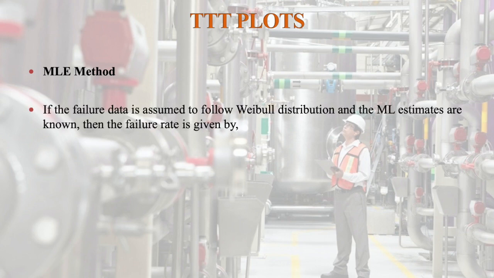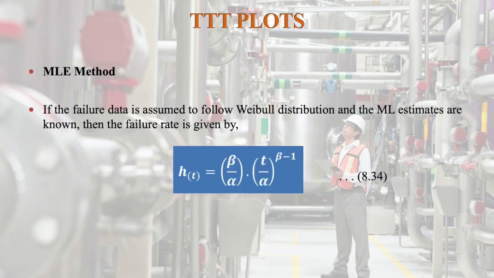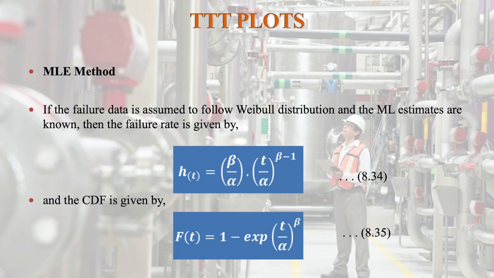MLE method. If the failure data is assumed to follow a Weibull distribution and the ML estimates are known, then the failure rate is given by h(t) is equal to beta by alpha into (t by alpha) to the power of beta minus 1, and the cumulative distribution function is given by F(t) is equal to 1 minus exponential of minus (t by alpha) to the power of beta.